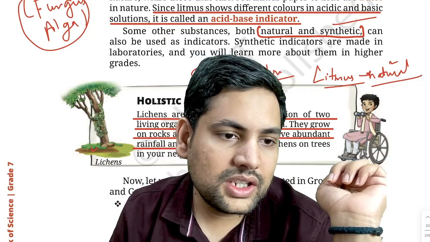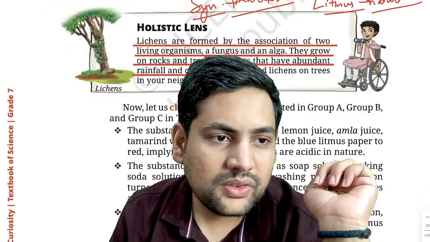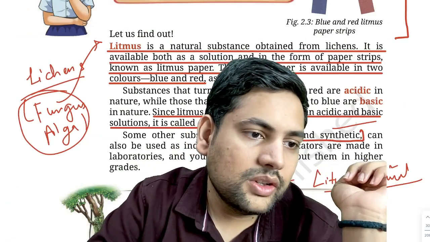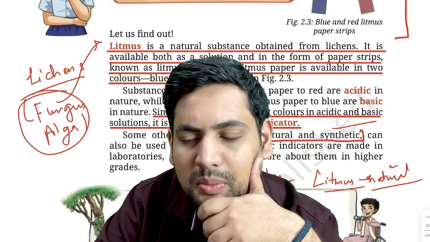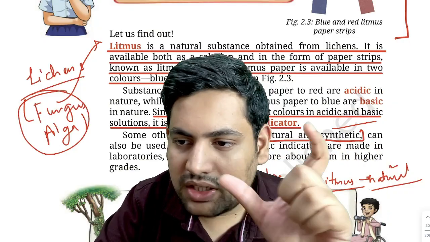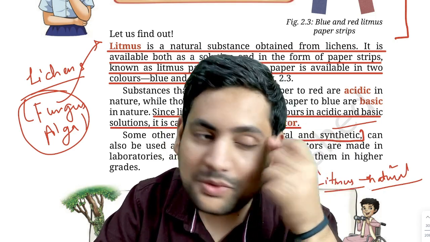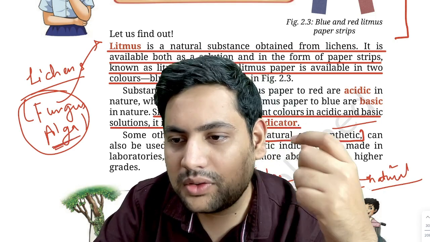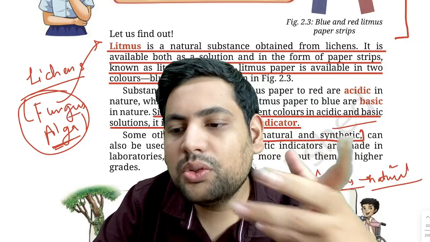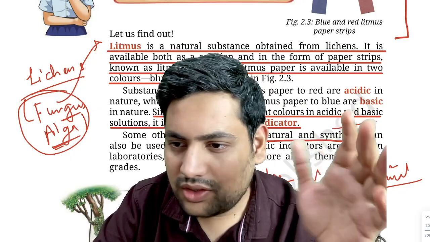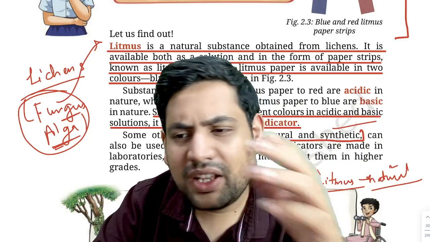We learn about synthetic indicators also. Then it talks about what is lichens. This we have already understood. Now one more thing it talks about, this is important. Lichens is a symbiotic relationship, we'll learn about it later, between fungus and algae. These two are living together, like flatmates. Alga can make food, it can do photosynthesis. Fungus provides it the nutrients to make food. So both are mutually dependent. That's why they live together.